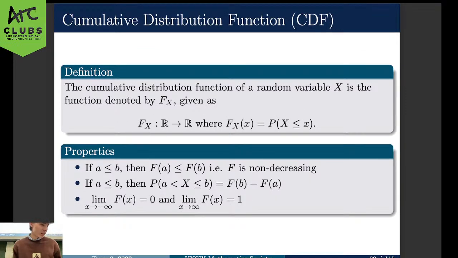Moving on from that definition to the definition of the cumulative distribution function. It's a function that outputs the probability of our random variable being less than some variable x that we decide to pick. And it has some nice properties. It is non-decreasing. If A is less than or equal to B, then the probability of x being between A and B is F of B minus F of A. And as we take the limits to negative infinity and infinity, we should get 0 and 1 respectively.